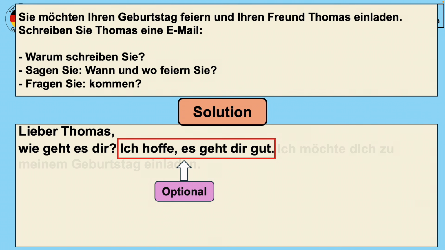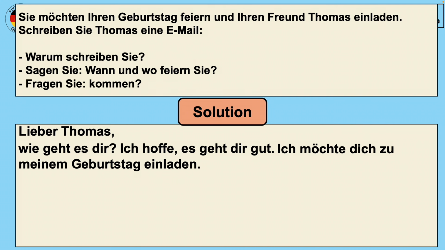Then I will write, Ich möchte dich zu meinem Geburtstag einladen. I want to invite you to my birthday. Now why are we using meinem with the ending em over here? This is because zu is a dative preposition and you will use dative endings with the articles and personal pronouns which come after it. After that, I have to tell him when and where we will be celebrating.